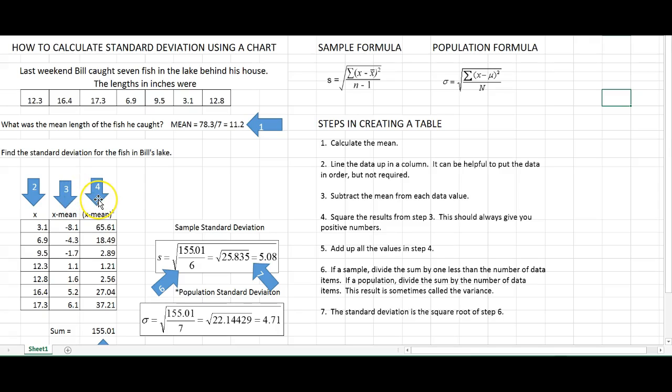Step 4 is to square the values from step 3. This will always make all our numbers positive. In step 5, you will add up all the values from step 4 to get the total. Our total is 155.01. You could tell that if he caught 20 fish, this would be a much larger table and longer process.